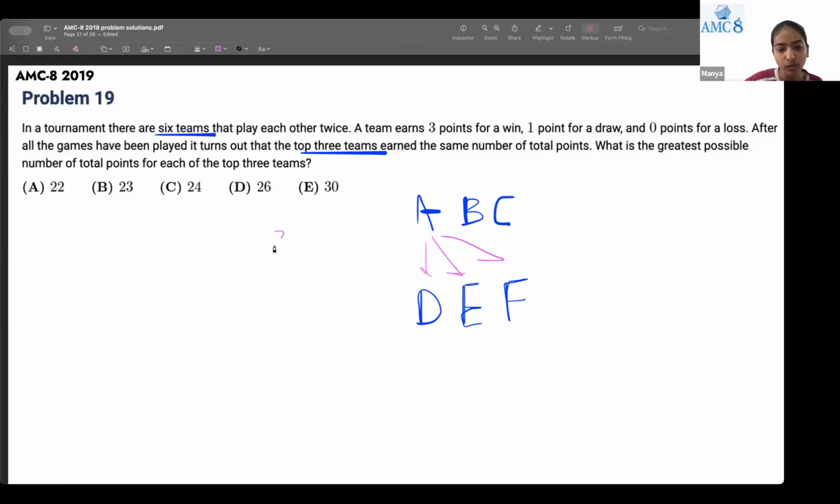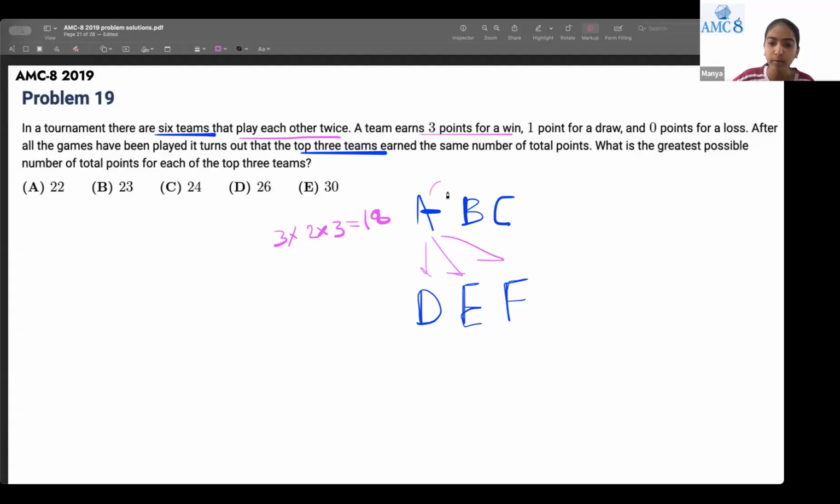So A wins 3 games, so 3 times, and they play each other twice, since they say that they play each other twice. And A earns 3 points for a win. So once again, A wins all 3 games, and A plays them twice. So they play each of the teams. So they win all 3 games. They play twice, and the team A wins 3 points. So the total number of points A would win is 3 times 2 times 3, which is equal to 6 times 3, which is equal to 18. So A would win 18 points.